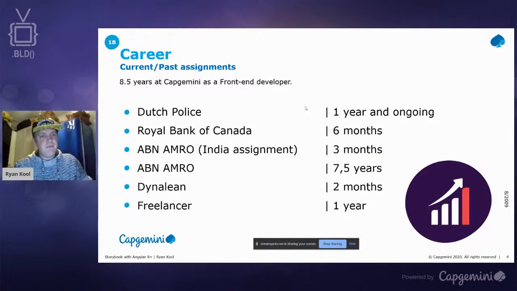So this is my career. The last 8.5 years I've been working at Capgemini as a front-end developer. I've worked for different kinds of companies. I've been working for Dynalean, ABN AMRO. I worked in Canada for 6 months. I worked in India for 3 months. And the last year I've been working for the Dutch police, and I'm still working there at the moment. I've also been a freelancer for almost a year, which was also a good experience to have before you start off in a company like Capgemini.